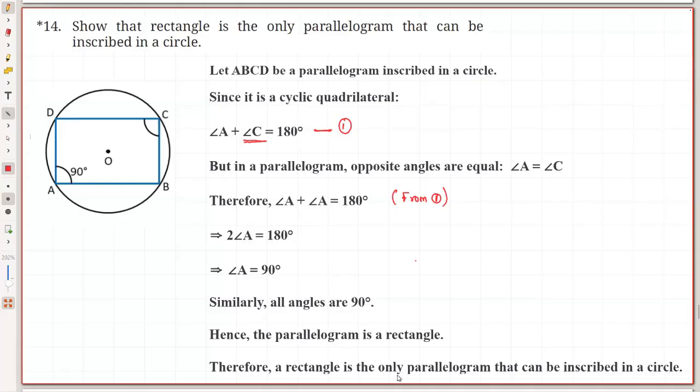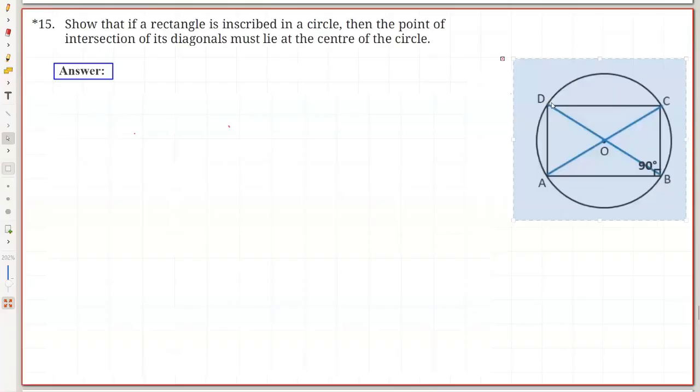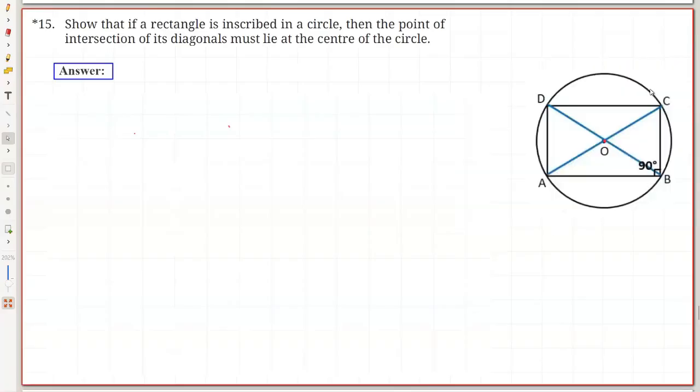Therefore, a rectangle is the only parallelogram that can be inscribed in a circle. Now, question number 15: show that if a rectangle is inscribed in a circle, then the point of intersection of diagonals must lie at the center of the circle. First of all, you can go with the diagram. So we have to draw the rectangle inside the circle. Rectangle inscribed in a circle.